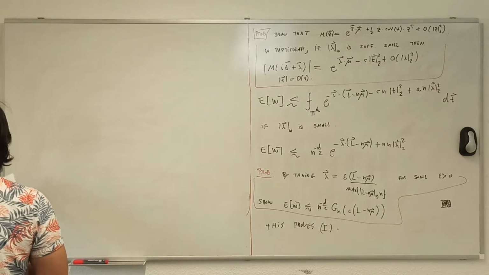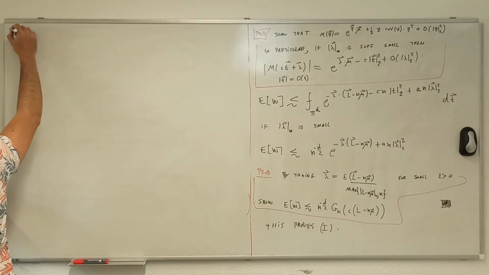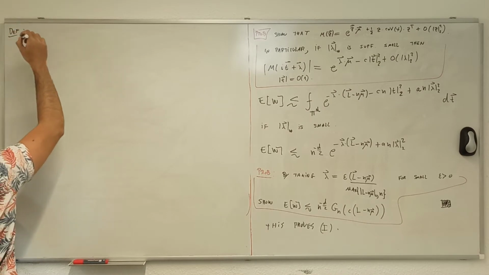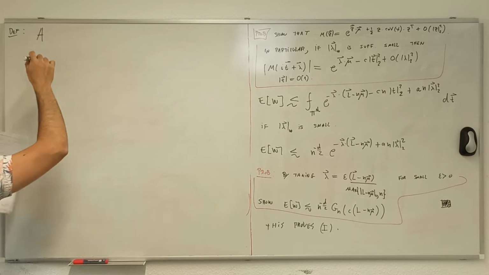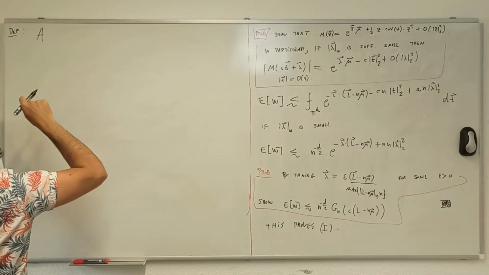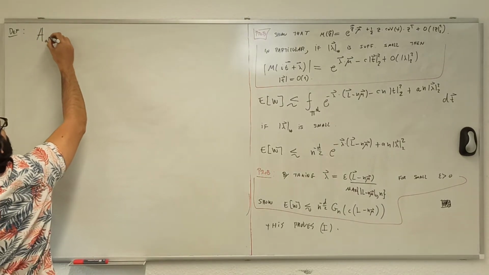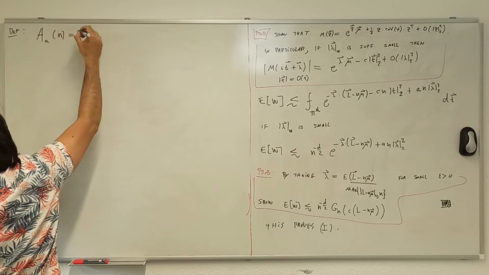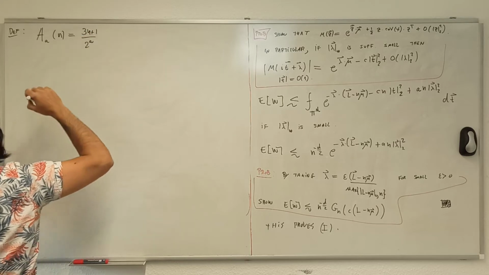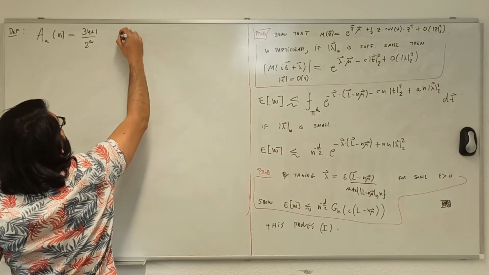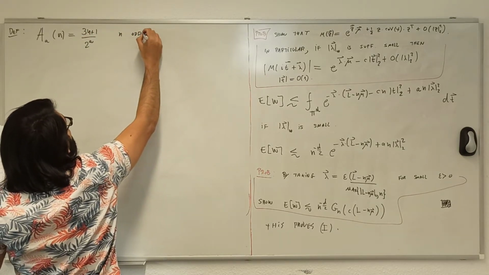Okay, so we need some definitions before the next level. So let me define this affine map. Tao calls this A, like AFF for affine, so we just use A. It will be this function 3n plus 1 divided by 2 to the a. And then we define this for n odd.